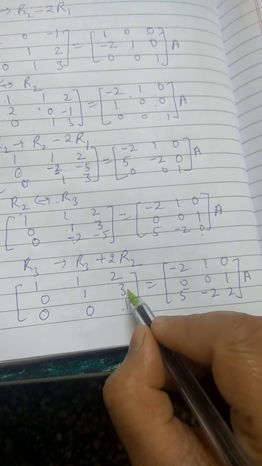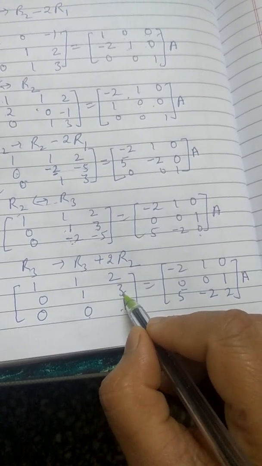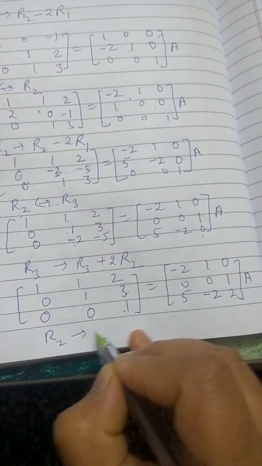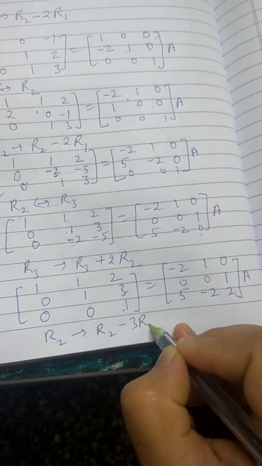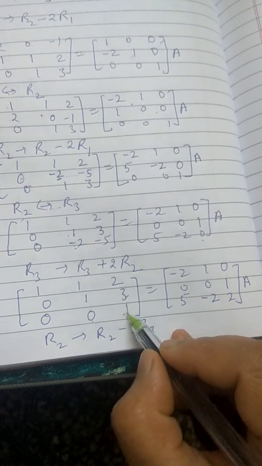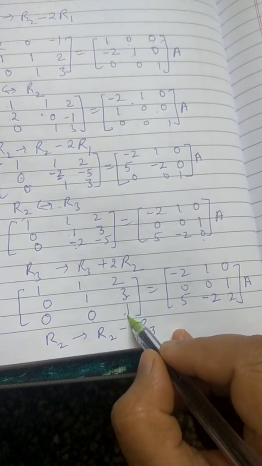And now the next term, we have to convert into 0. Therefore we apply in R2, R2 minus 3R3. To make it 0, we have to use the third row element.